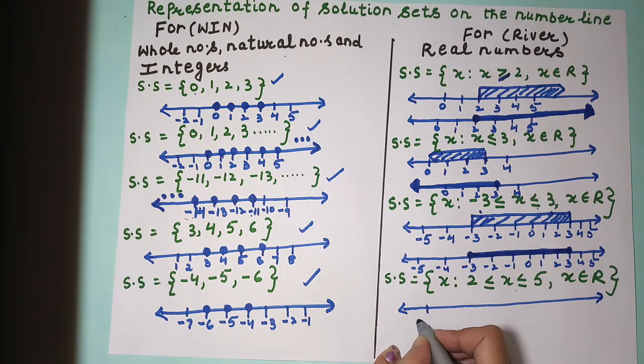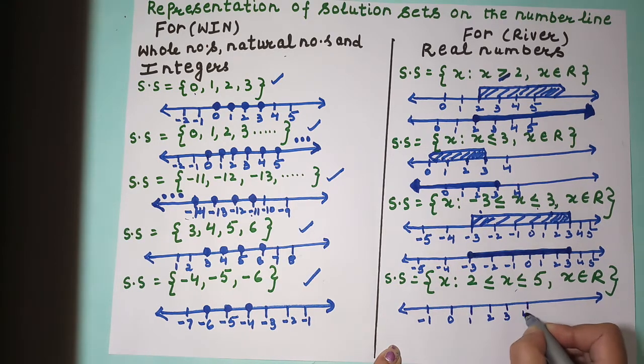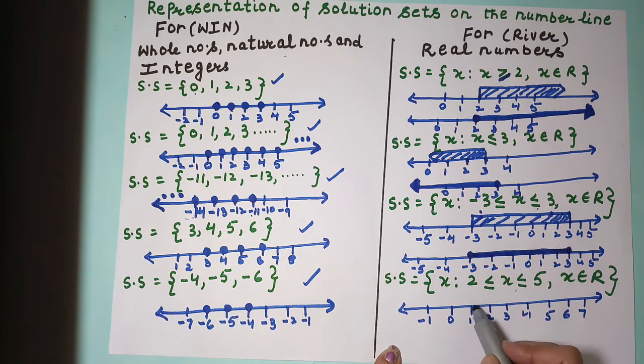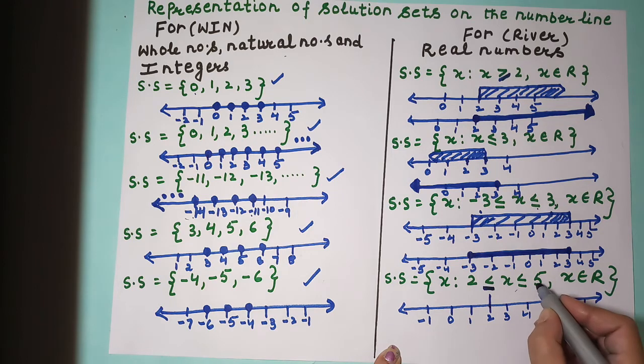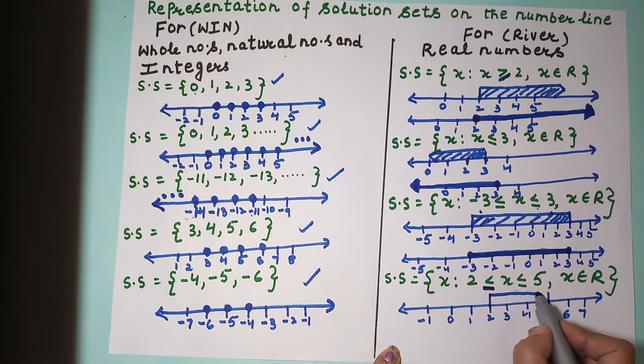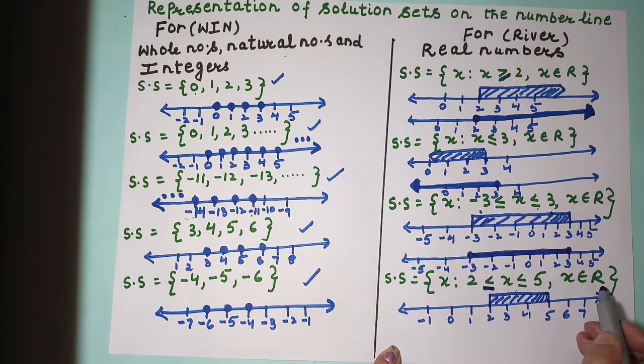So -1, 0, 1, 2, 3, 4, 5, 6, 7. Now go to 2. Equality sign is also there. So a straight line on 2. Go to 5. Equality sign is also there. So a straight line over there. Join this. Shade it. This is the representation of this set.